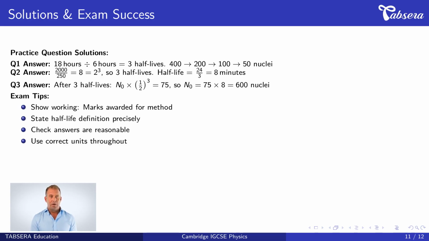For question 3, we use the formula. After 3 half-lives, the remaining nuclei equal initial nuclei times 1/2 cubed. Since 75 nuclei remain, the initial number was 75 times 8, which equals 600 nuclei.